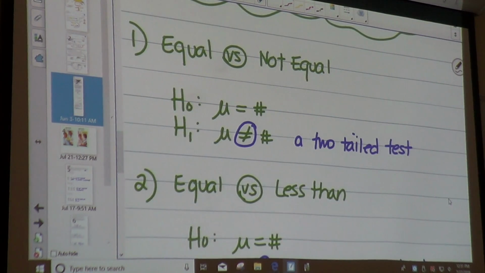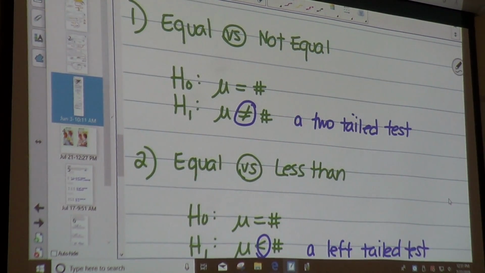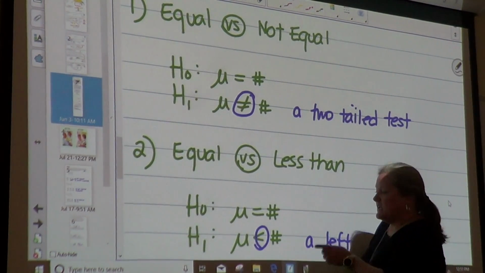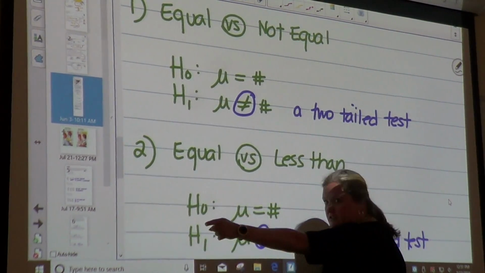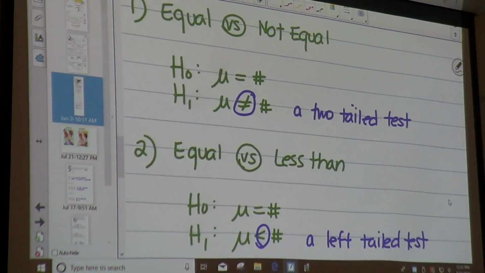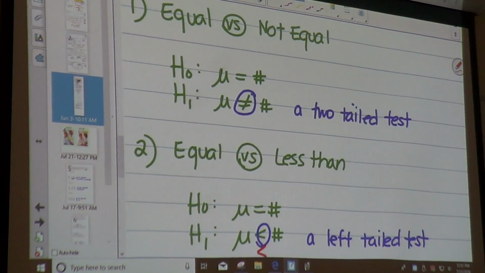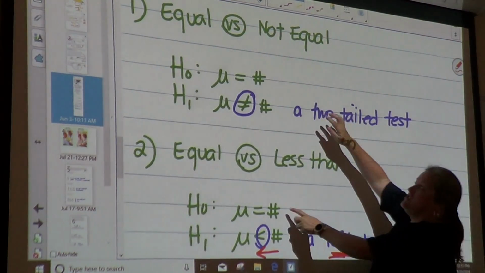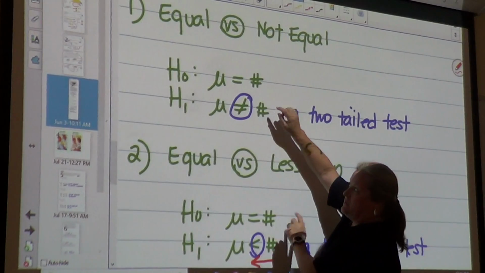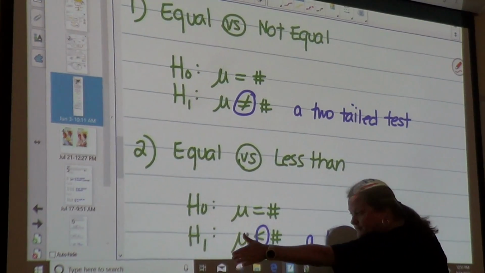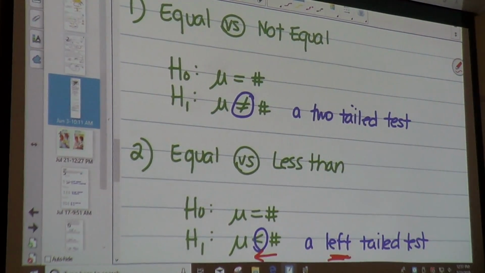Okay, now we're going to have equal versus less than. This reminds me, it's pointing to the left. See how that little arrow, if I drew that as an arrow, is pointing to the left, which makes it a left tail test. So your H naught is always equal. Not equal is a two-tailed test. If it's less than, it's pointing to the left, so it's a left-tailed test.